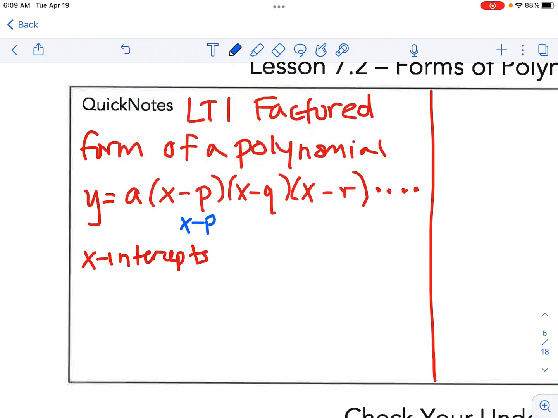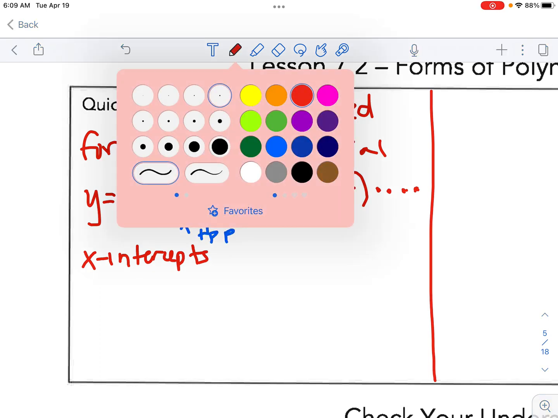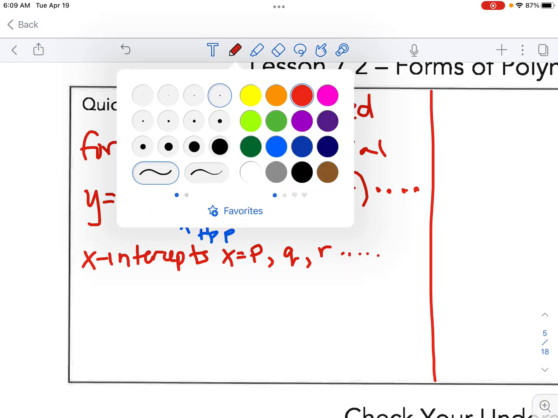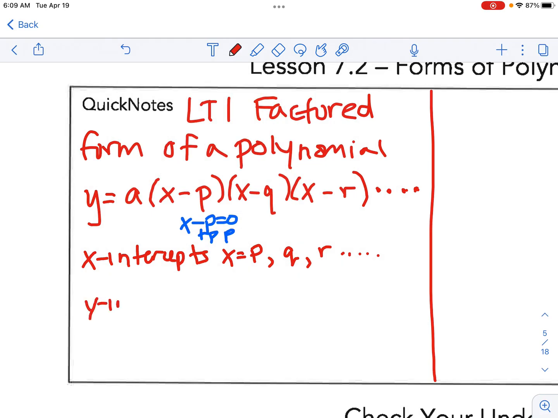are taking those factors and setting them equal to 0, so x minus p equals 0, add p to both sides, and so those x-intercepts then become x equals p, and x equals q, and x equals r, and so on and so forth. And if we have a plus there, then when we solve them, we get negative answers, and stuff like that.